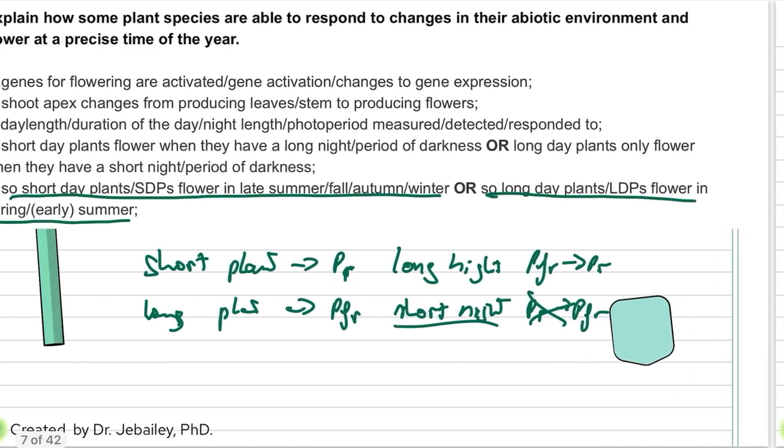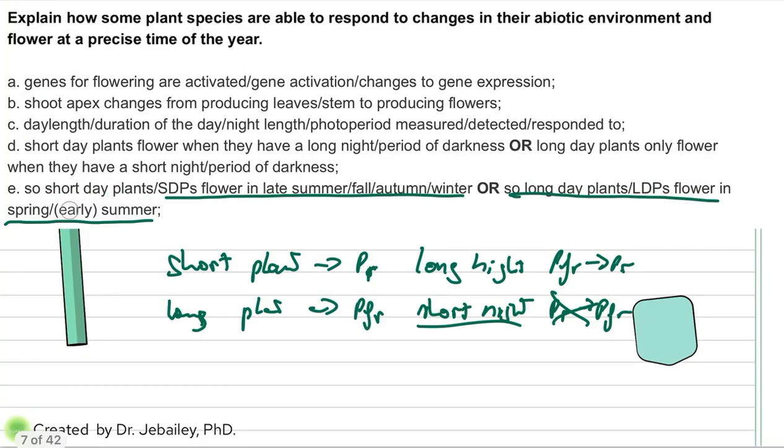So there's only a maximum of this, so the mark scheme doesn't even talk about PFR and PR, but it does mention short days. They have to do with the long nights, or the long days have to do with having short nights. You also talk about the short days. They will flower in the late summer, while the long days will do so mostly in the early summer.